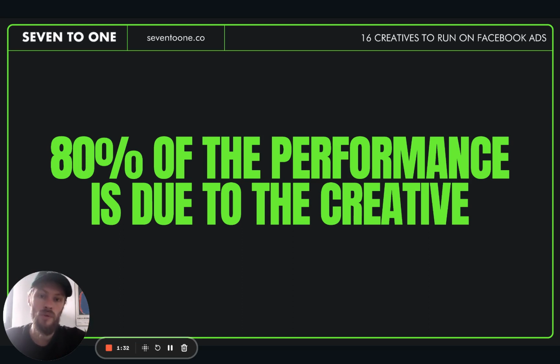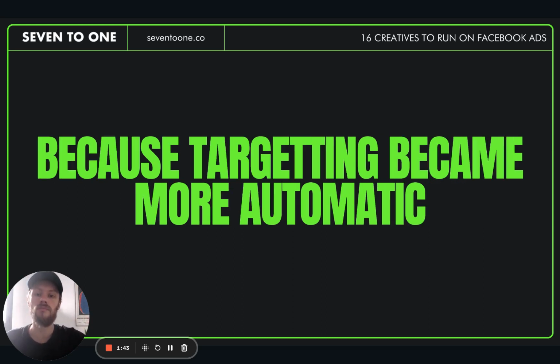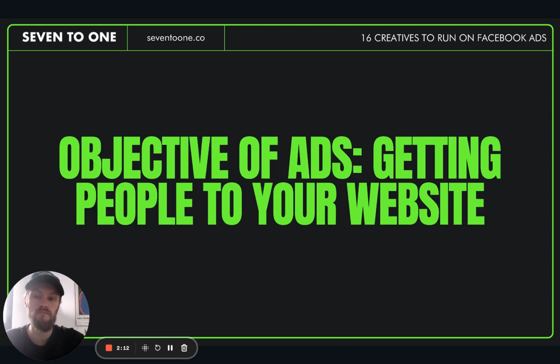Some agencies, some people will tell you, well, the creative is selling. It's not really selling. It's getting people to your website, and then your offer is selling, but it's different from the creative, right? It is more important because targeting became more automatic. So back in the days, 5 years ago, targeting was very important in Facebook ads because you had to be able to manage lookalikes, interest-based targeting, broad targeting, retargeting, etc. But now it's much more automatic with the advantage campaigns, with the broad targeting, etc.